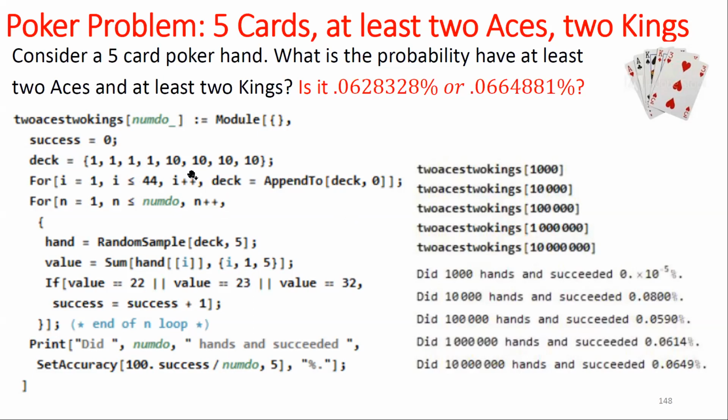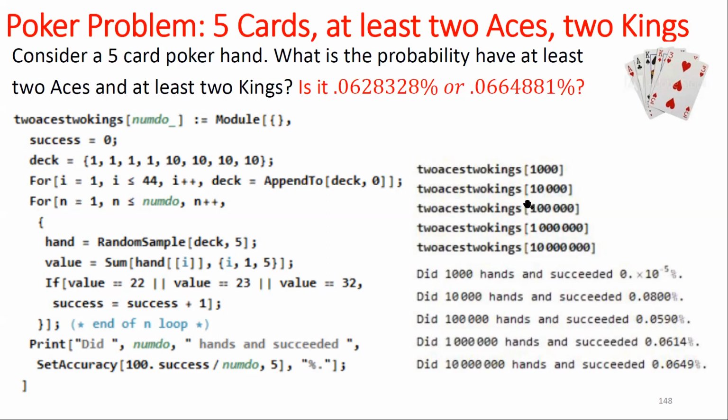Mm. So if you have 3 aces and 2 kings, what's the sum of the values of the hand? 22. 3 aces and 2 kings. 3 aces, so 23. 23. And then what if we have 3 kings and 2 aces? 32. 32. And what if we have 2 aces, 2 kings, and something else? 22. So we looked at them, and so if the sum of our hand is either 22, 23, or 32, it's a success. And that's much easier than trying to see, do we have 2 aces, 2 kings, or something like that.